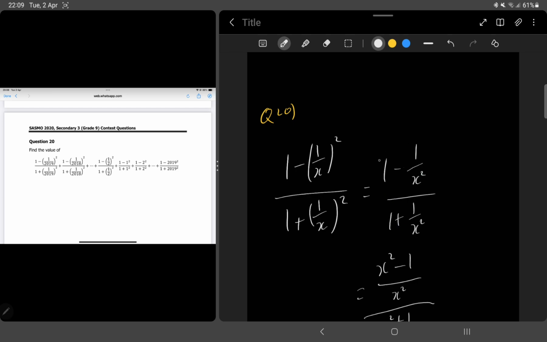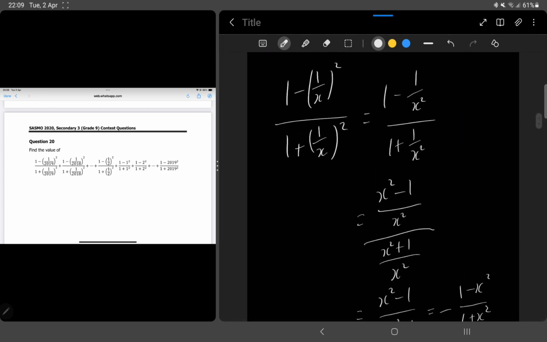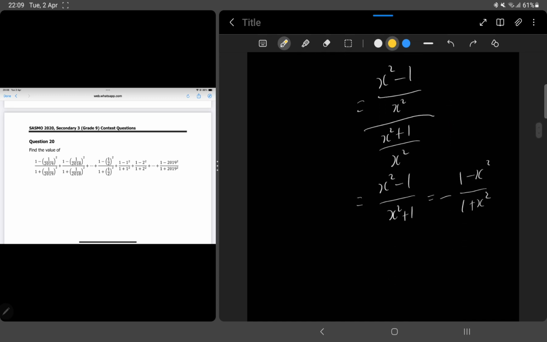Let me just do the minus here, 1 minus 1 over x squared. That's just going to become x squared minus 1 divided by x squared. And the bottom here, the denominator, is going to become x squared plus 1 over x squared. The x squared here and the x squared here should cancel each other out. And what you're going to have is this fraction right here: x squared minus 1 over x squared plus 1. And we can rearrange it slightly to become minus 1 minus x squared over 1 plus x squared.